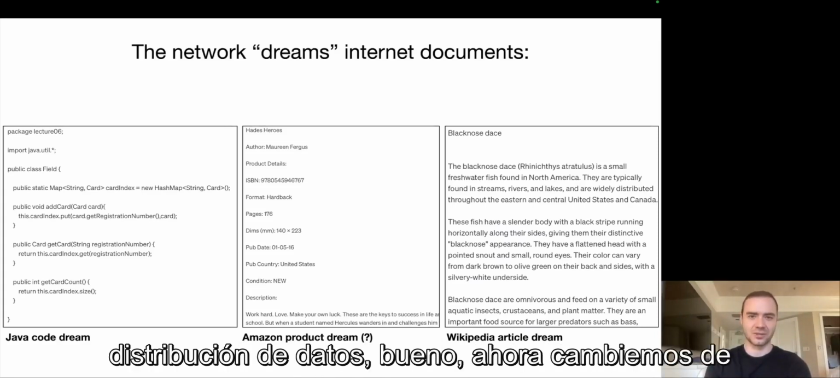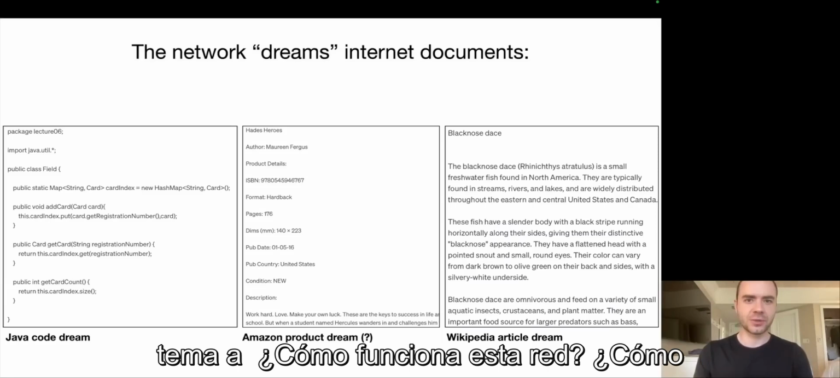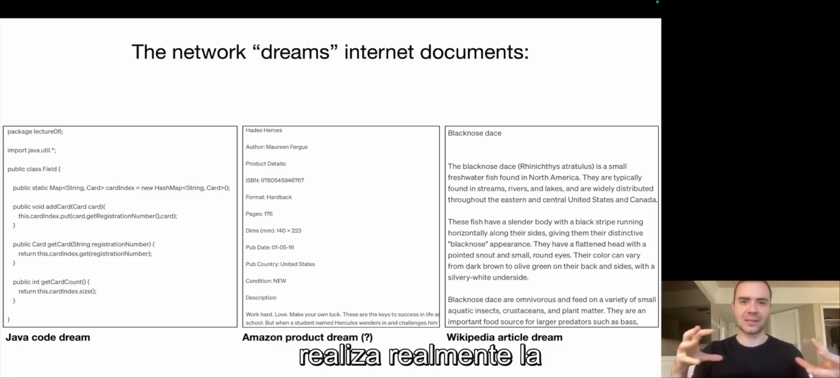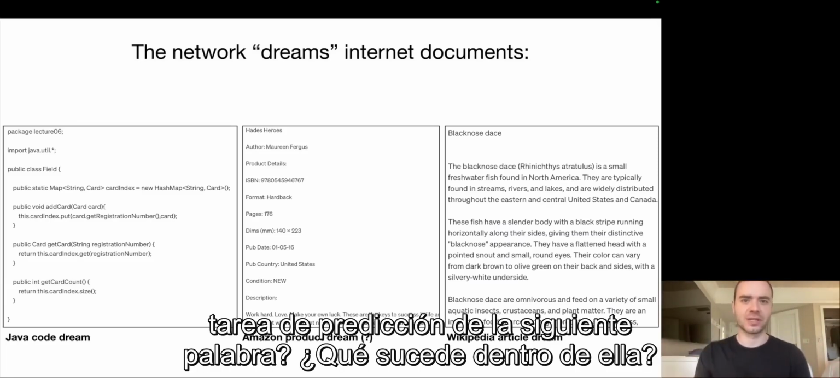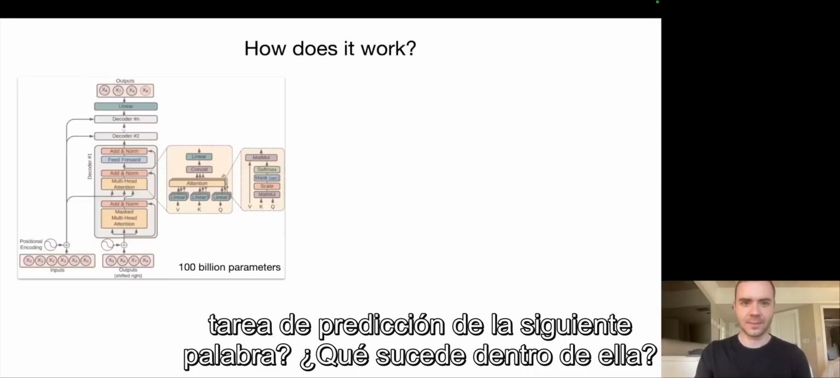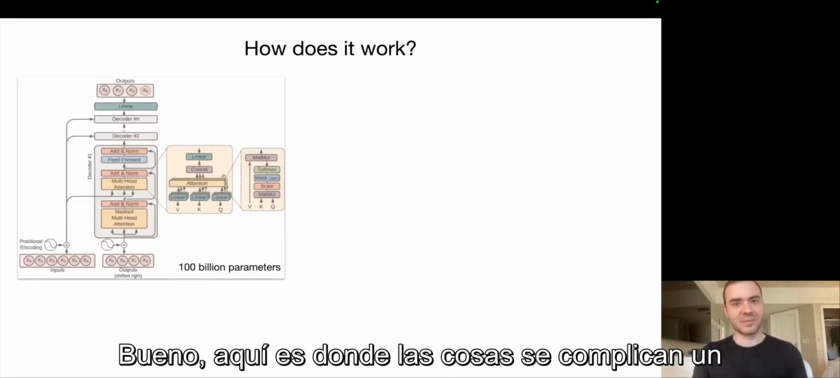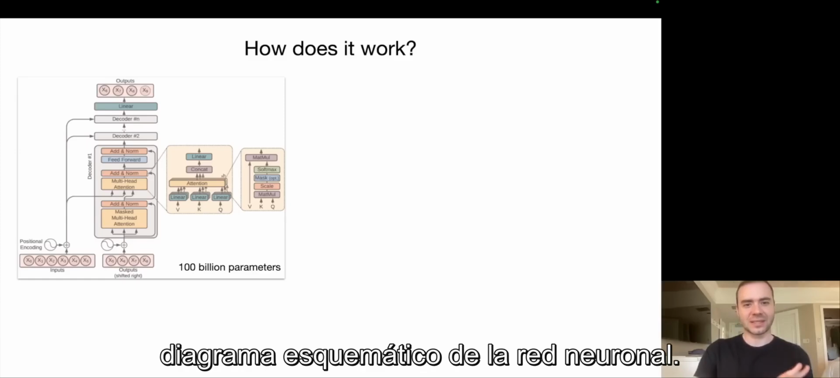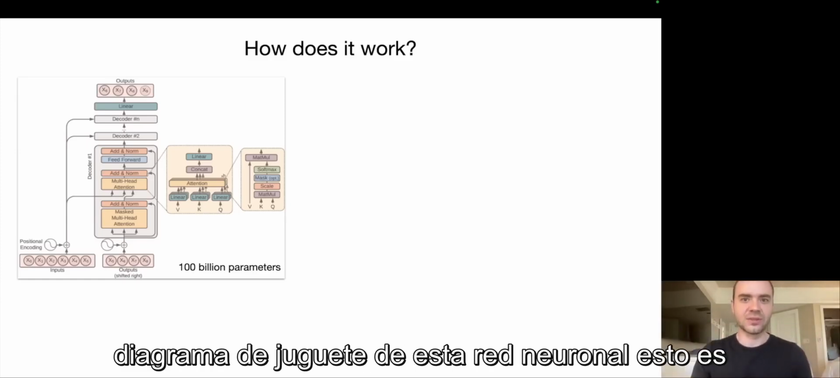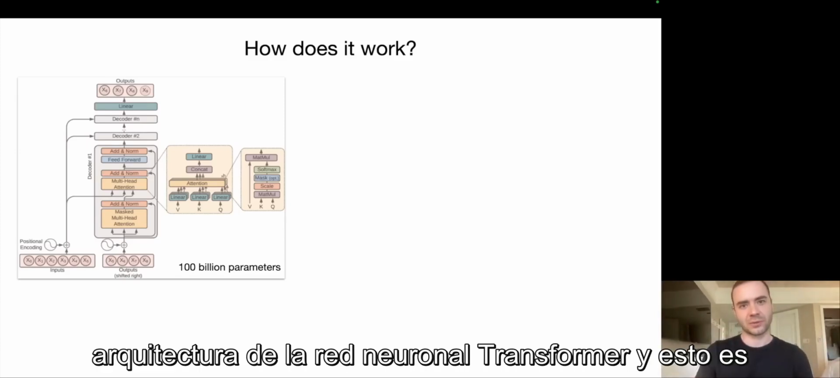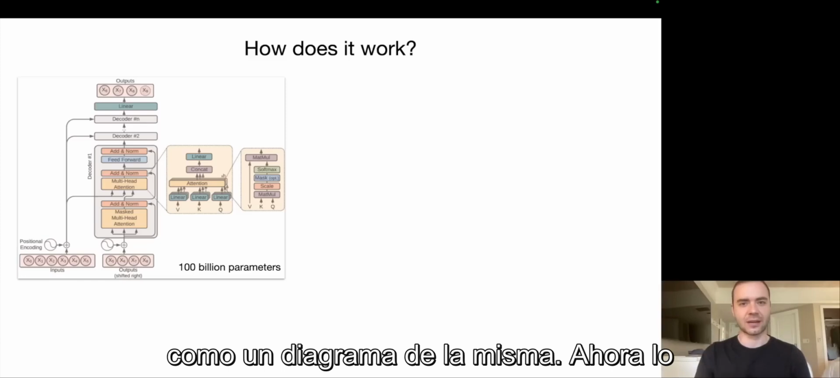Okay, let's now switch gears to how does this network work? How does it actually perform this next word prediction task? What goes on inside it? Well, this is where things complicate a little bit. This is kind of like the schematic diagram of the neural network. If we zoom in into the toy diagram of this neural net, this is what we call the transformer neural network architecture, and this is a diagram of it.